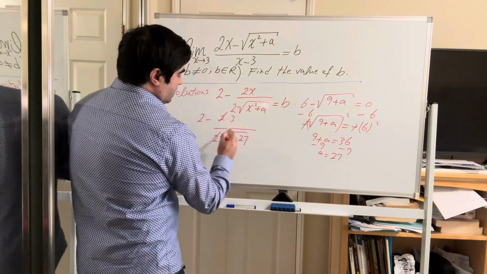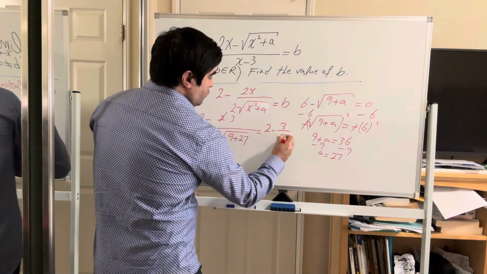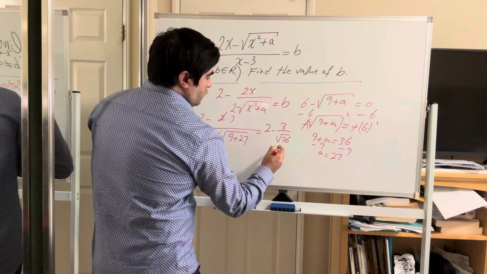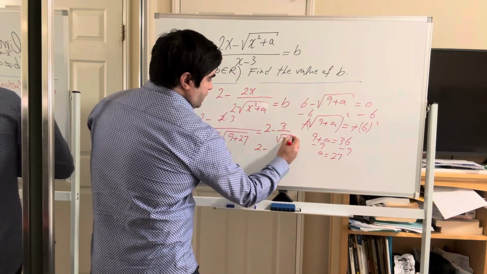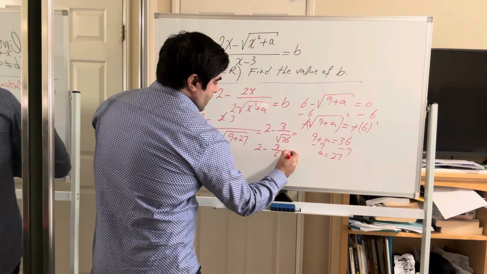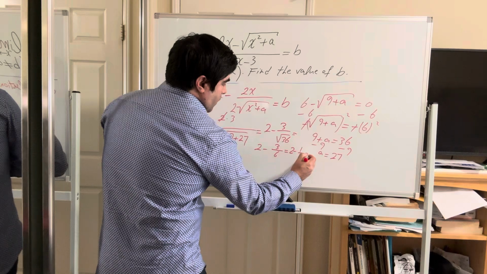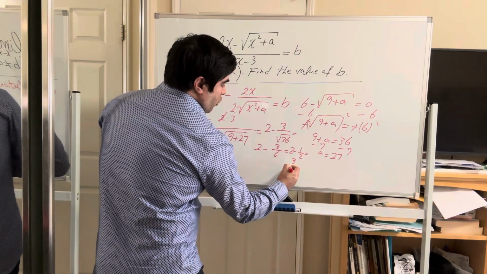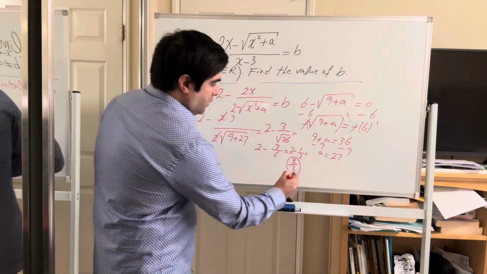This 2 cancels with this 2. So I end up with 2 minus 3 over the square root of 36. We know the square root of 36 is 6. So I end up with 2 minus 3 over 6, which is going to be 2 minus 1.5. And 2 minus 1.5 is going to be 3 over 2. And that is our final answer for b.